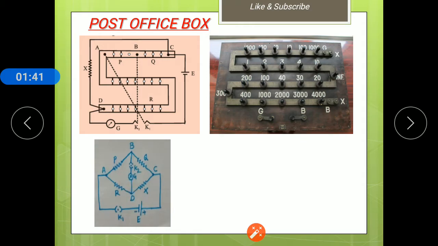Now, how does it work? First, select AB and BC, that is the P and Q resistors, using a desired fixed ratio. For example, you can select P as 10 and Q as 10, or you can take 100, but whatever the ratio, it is fixed. Now vary the third resistor R. The value of R is selected such that the galvanometer between the B and D terminals shows zero deflection. When the galvanometer shows zero deflection, the Wheatstone bridge circuit is balanced.